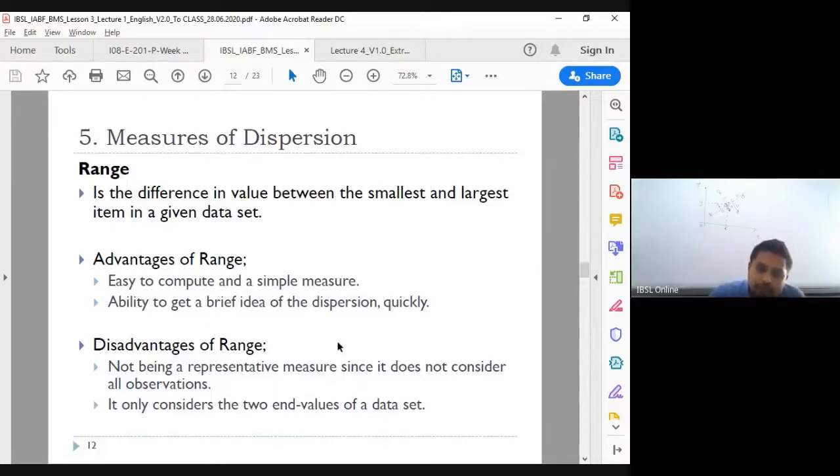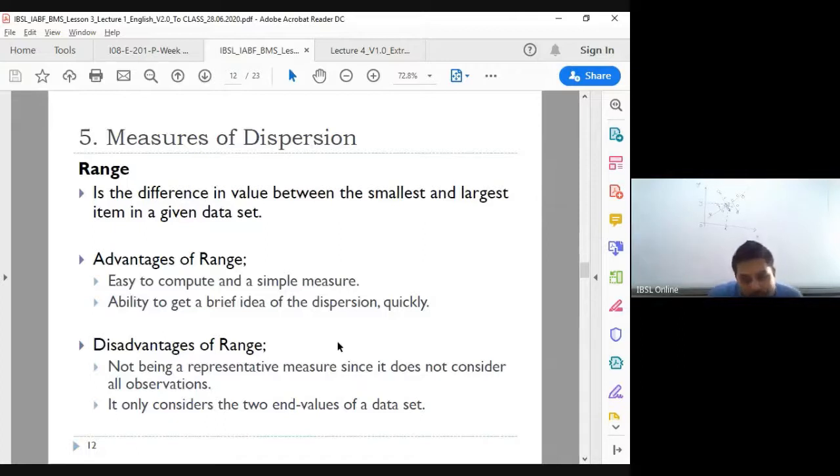It is not a representative measure since it does not consider all observations. Let's say in the case of our very early examples of open class intervals, where you don't know the beginning or the end due to non-availability, the range will still be an obsolete number. If you could recall, I had a class interval of less than 5 and more than 8. Can you calculate the range? No, you don't know the maximum number and the minimum number. So there are practical situations where you don't have access to the maximum and minimum. In that case, range is obsolete.